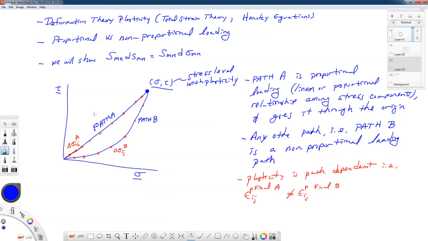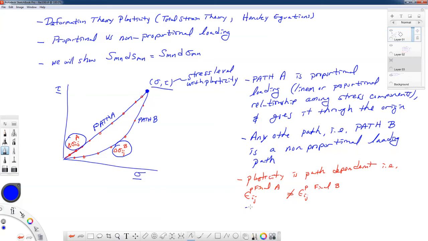So if I take a stress increment dσ_ij for path A, that would be this one right here, and I have a different stress increment that goes over here. Now these are finite increments. We talked about incremental plasticity representing small changes as finite increments. For each small change in stress, as we get to this point, we have a small change in plastic strain that we add up and accumulate to get to the final plastic strain at this particular point. And for path B or any non-proportional loading path, we have a different small change in stress that gives us a different amount of small change in plastic strain, and then we finally end up at the same point.